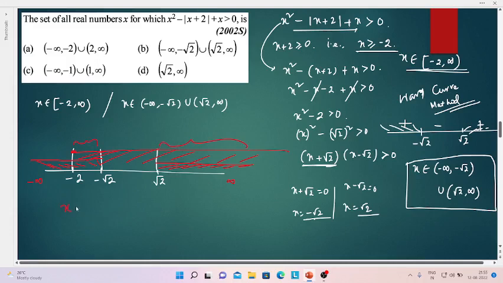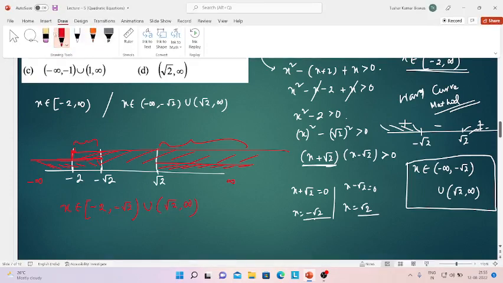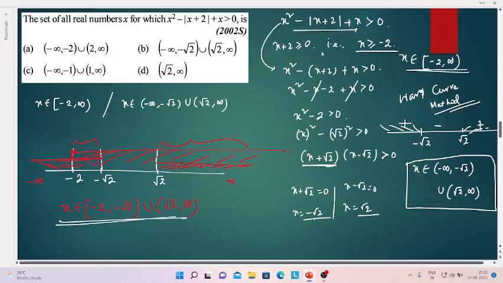So we can write x belongs to minus 2, a closed interval because it exists and it cuts the line, to minus root 2, an open interval because it ends here but does not include minus root 2, union the open interval root 2 to infinity. This is the actual solution for that particular question when x plus 2 is greater than or equal to 0. So let me understand this question.